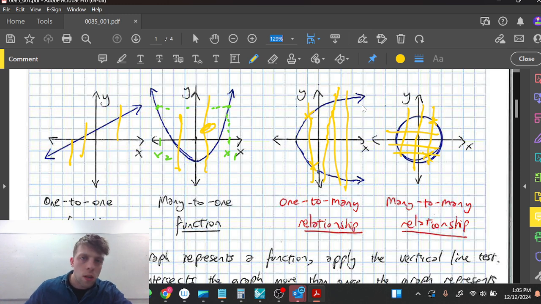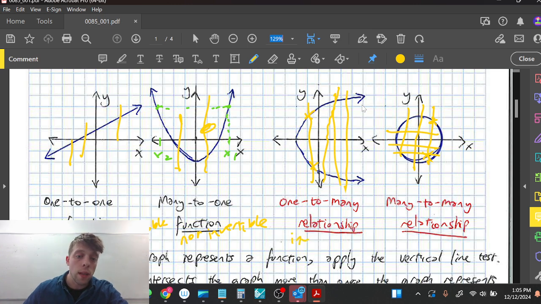The horizontal line test is important. It helps us determine whether or not something has an inverse. The inverse is basically where we swap the y and the x-axis around. So we would say that this one here, the one-to-one function, has an inverse, or it's invertible, I guess we would say. And then everything else here is not invertible.